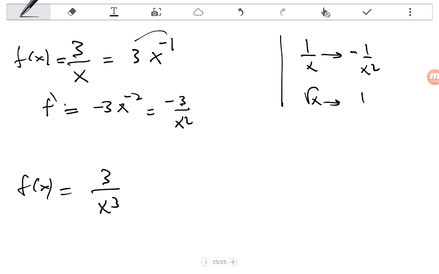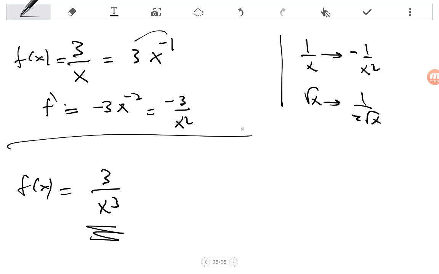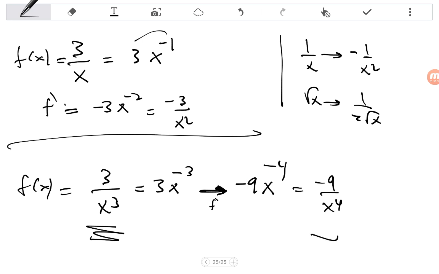Also, root x, its derivative is 1 over double root. So what about this? This is 3x power minus 3. So its derivative will be, now I want you to pay attention that I am not putting an equal sign, I'm putting an arrow. What does that arrow mean? I'm finding the derivative. So this is the derivative. Okay, that arrow means that will be negative 9 x power negative 4. Yes, so that will be minus 9 over x power 4.